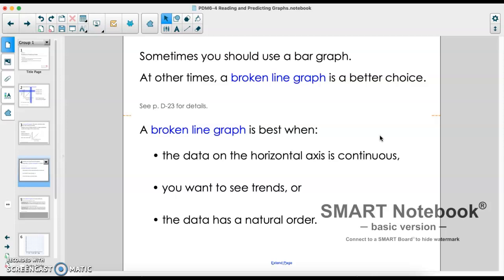Okay, so you have to look at the question, look at the data set, and figure out if the data is continuous, or if you're looking at trends, then a broken line graph. If they are independent or they're discrete bits of data on the horizontal line, then a bar graph is going to be better.